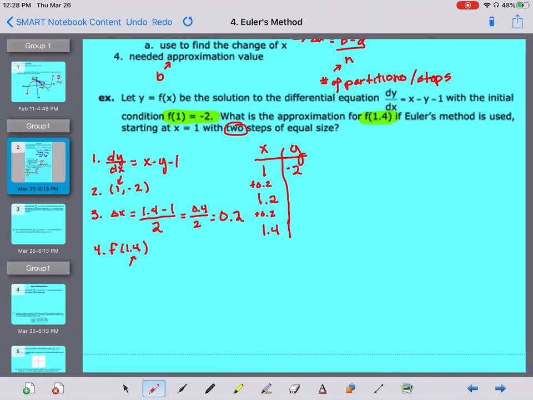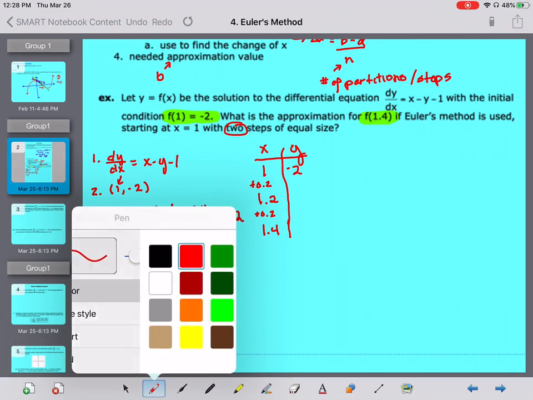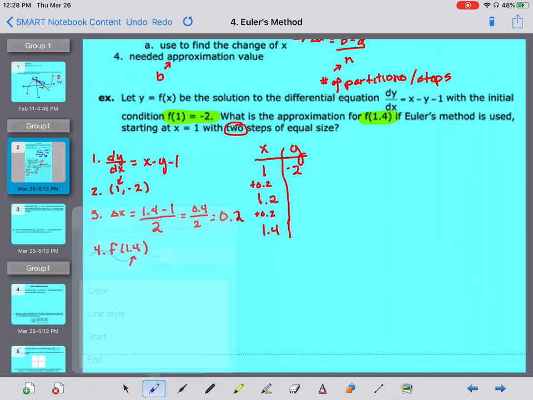Sorry, there we go. Okay, so what I'm going to do is use that first point to help me approximate what the y value is at 1.2, just like with the tangent line approximation. So the first thing that I'm going to need is, in fact, my slope. I have the point, which is 1 comma -2. I need the slope at that given point. So here we are, at 1 comma -2.